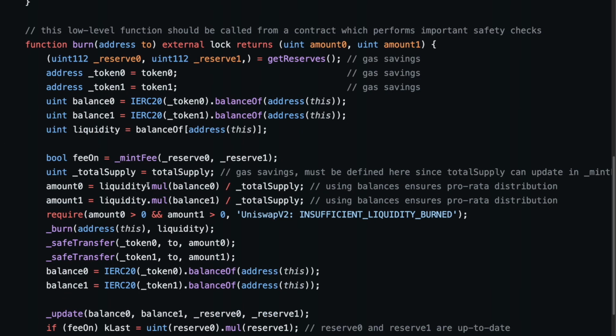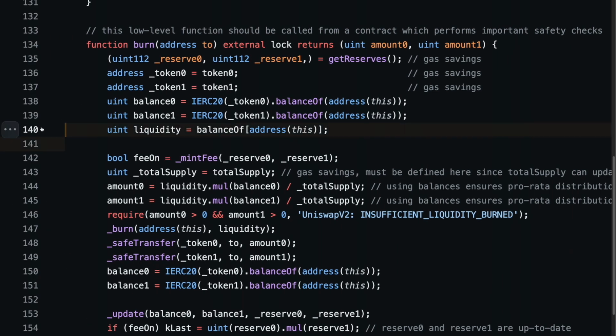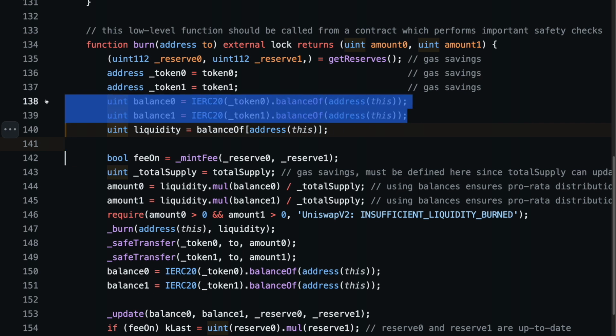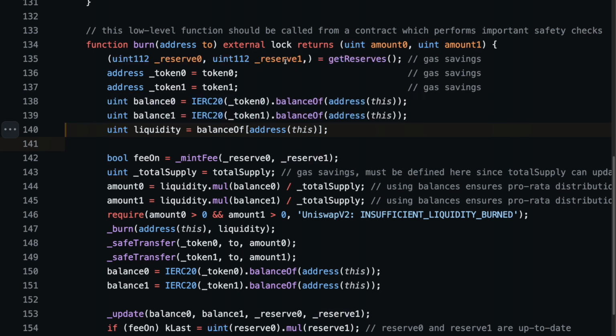Now the burn is going to do the opposite. It's going to calculate how many of these pool tokens were sent to the contract. As we can see here on line 140, there is a balanceOf address this, which is telling me that this function is calculating how many pool tokens are available and owned by this contract, the pair contract. And then it's also going to get the balances of both tokens that are in this contract. This function here, the reserves, or as well the tracked balances, as we mentioned before.